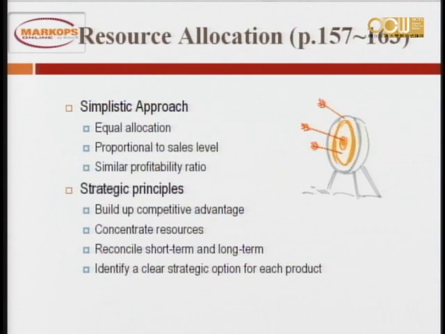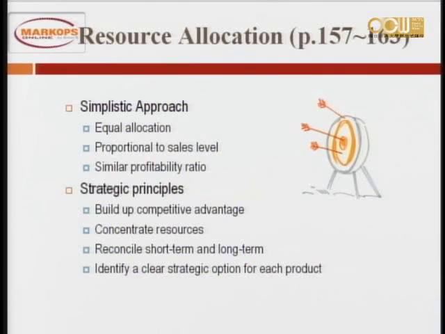Resource allocation. We'll tell you more about that when we do advertising and promotion, but let me tell you very quickly here. First one is equal allocation, like 3 products, 3 each. That's the easy one, also the bad one.